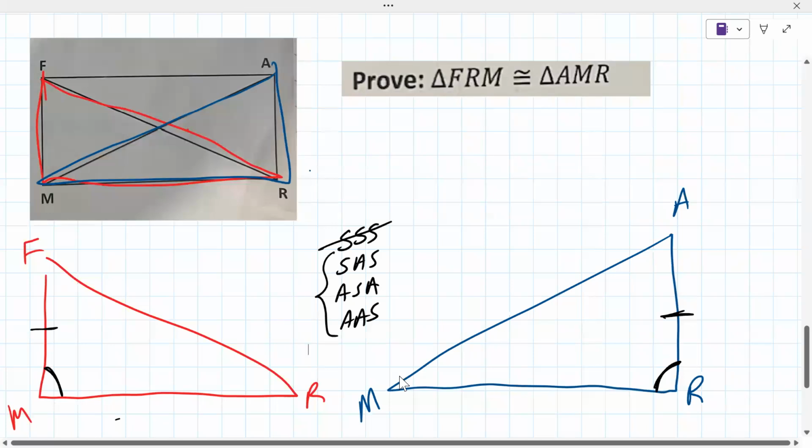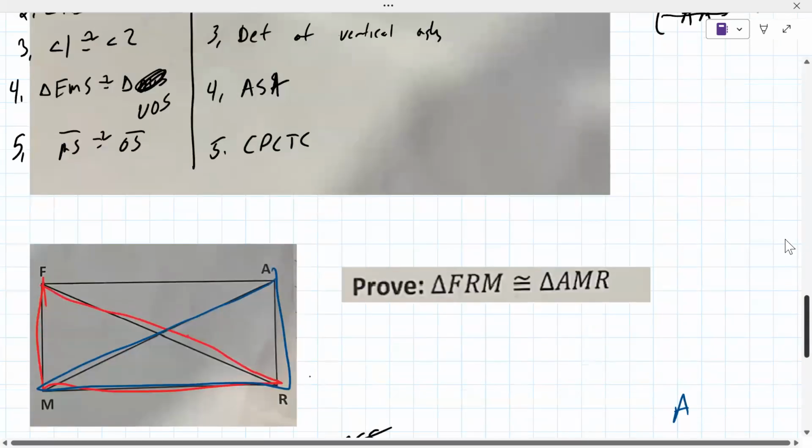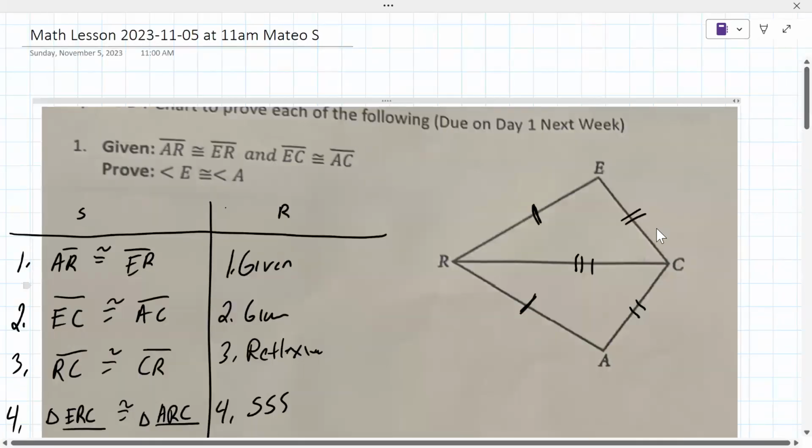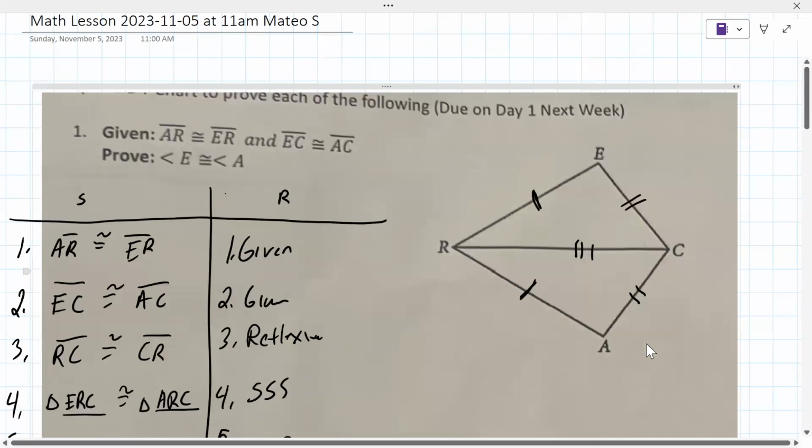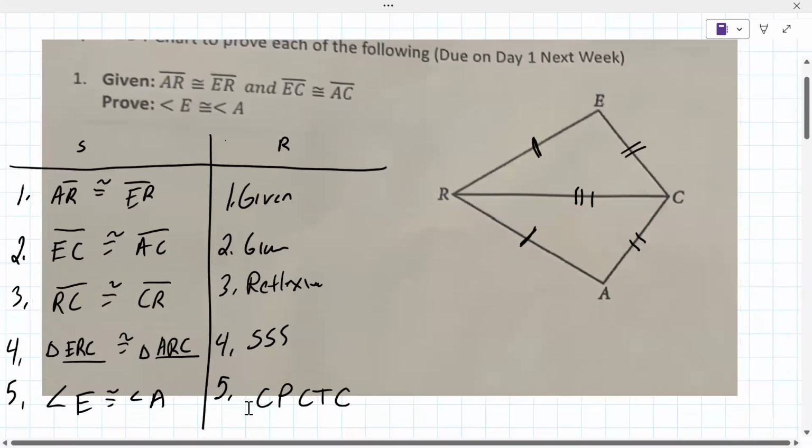When you have the triangles like that in the red and blue, below the actual diagram, they look congruent. But when they're crossing over, R and M don't look congruent because they're both on the bottom. Okay, let's go back and look at the first proof we did today. What did we use to prove these two triangles were congruent? Side, side, side.